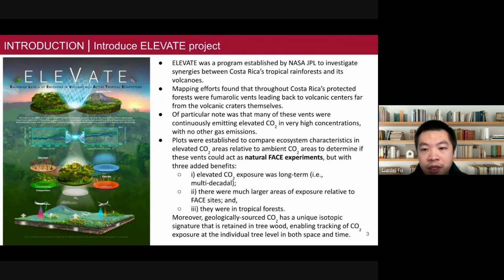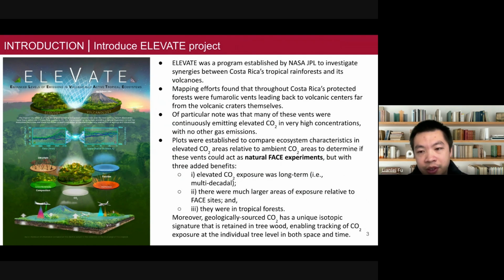Today, first, I will introduce the ELEVATE project, which provides a unique natural experiment for studying CO2 fertilization effects in tropical forests. Then I will present our efforts in integrating ELEVATE data into CLM5, focusing on ET regulation and future climate projections. So first, what is ELEVATE?